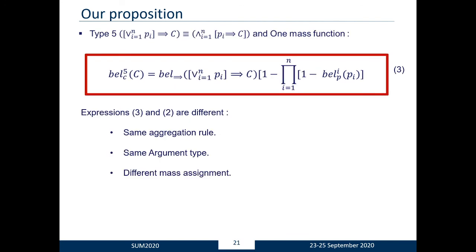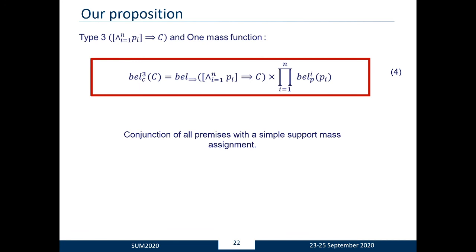In the third formula, we use type 5, and remember that type 5 is equivalent to type 4, and we use one mass function. The third formula is different from the previous formula, even if we use the same aggregation rule and the same argument type, because the mass assignment was different.